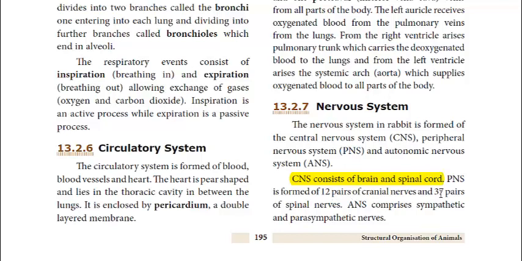37 pairs of spinal nerves arise from the spinal cord. Together these are what we call PNS. PNS refers to peripheral nervous system. And what is ANS? Autonomic nervous system comprises sympathetic and parasympathetic nerves.